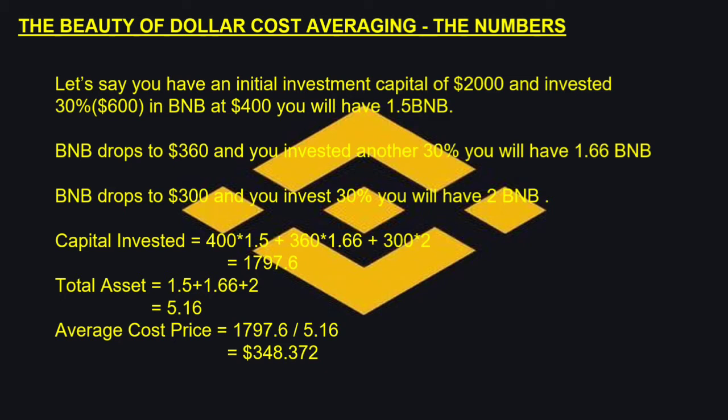Average cost price is equal to $348.37, which is about $349. So what does this mean? How important is this? This simply means that at $350 you are profitable. So you will not need the market to trade all the way to $400 again before you become profitable, because you have averaged your cost with true dollar cost averaging. You have reduced your unit cost price. So once the market gets to that particular place, you may not need a big bull market for you to make money again.